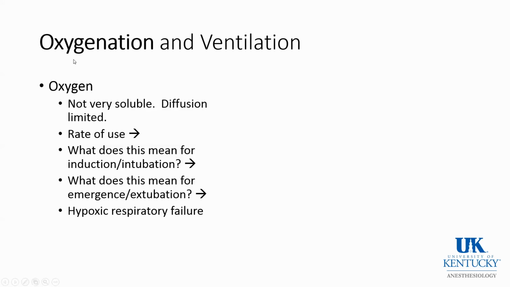Oxygenation is obviously related to oxygen. It's not very soluble. It's diffusion limited in the lungs. There's a rate of use associated with oxygen. It's 3.5 cc's per kilo per minute in a normal person with a normal rate of metabolism. So there's two questions related to this that's pretty critical to understand. If you get not much else out of this, understanding the difference between these two situations is pretty important.